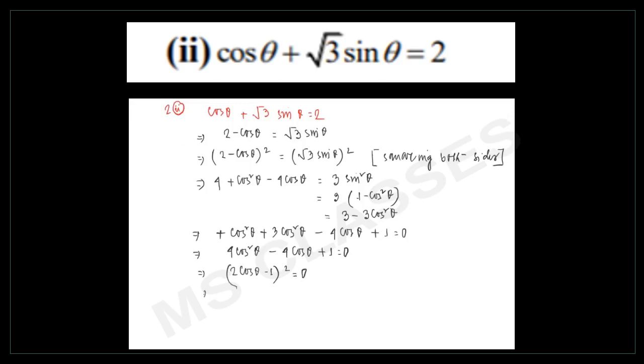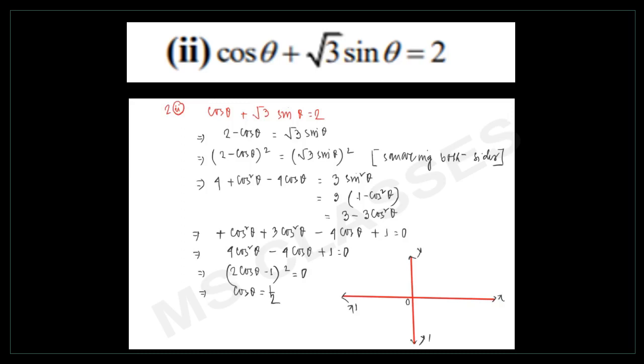So this is cos theta equal to half. Cos theta is positive in two quadrants, either in the first quadrant or in the fourth quadrant.